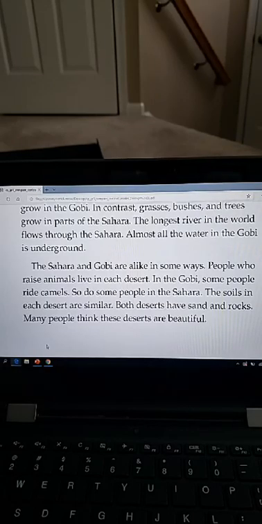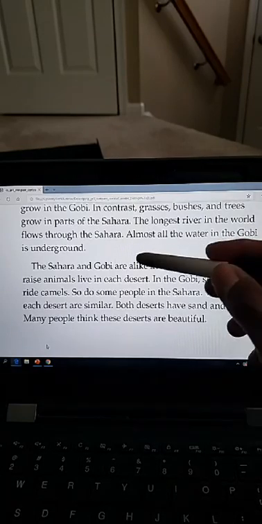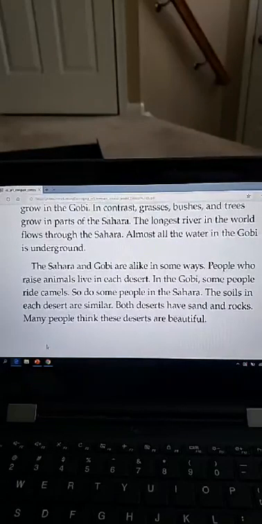So this last paragraph says, the Sahara and Gobi are alike in some ways. People who raise animals live in each desert. In the Gobi, some people ride camels. So do some people in the Sahara. The student responded, right. When you see the word alike, we are comparing, telling how they are the same. Good job.